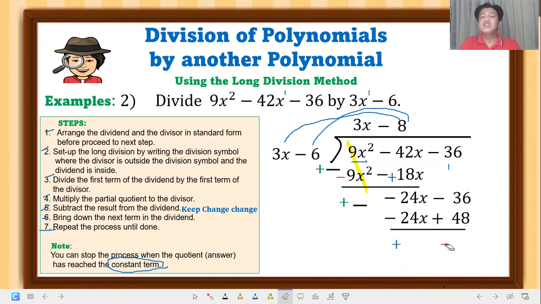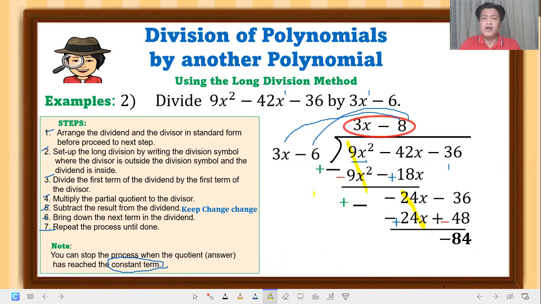And then, tsaka natin i-combine like terms. What is negative 24x plus positive 24x? Kaya magiging 0 na po yung value nito. And what is negative 36 plus negative 48? Since para silang negative, di ba? Remember sa integers, you have to add the numerical value and copy the common sign, which is negative 84. So anong tawag natin sa negative 84? Yan po yung tinatawag natin remainder, sobra.